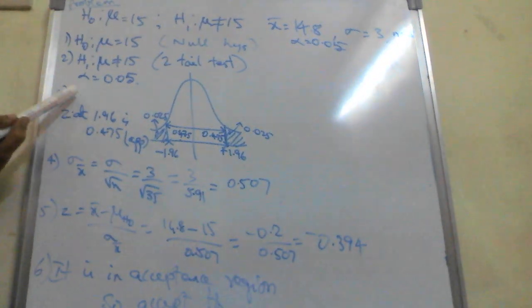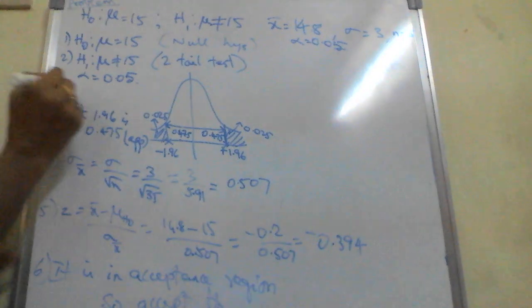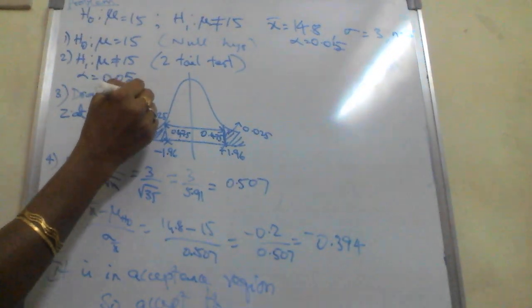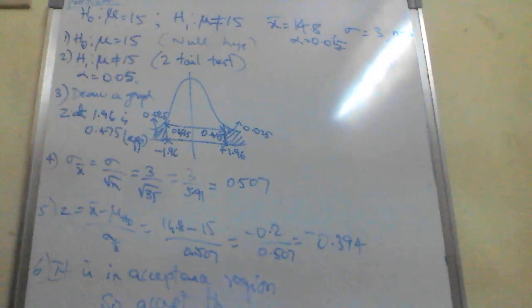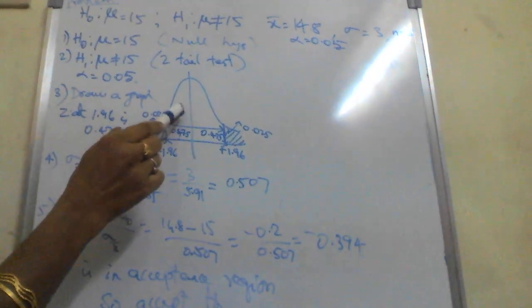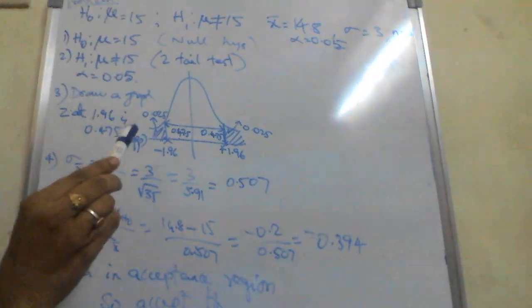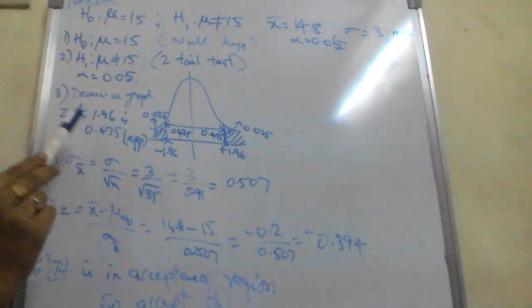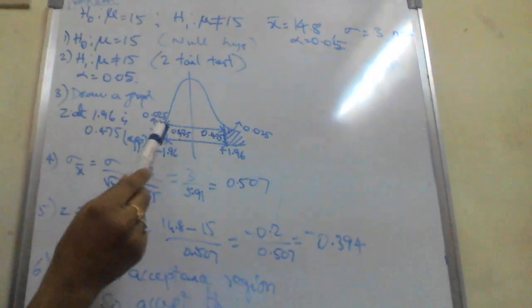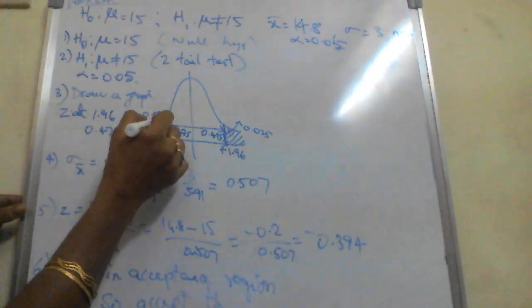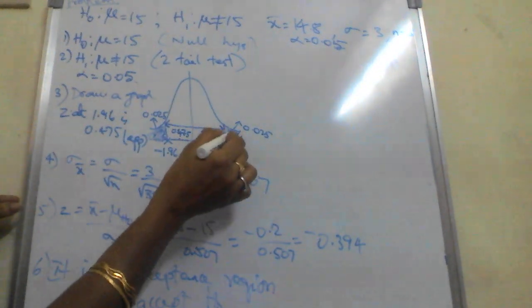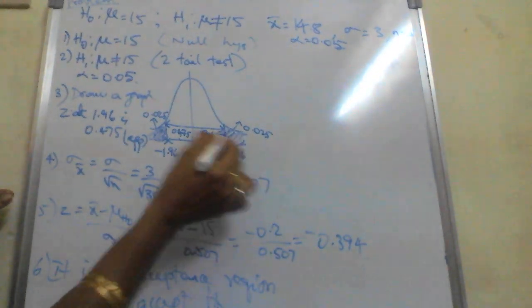In the next step, the third step, you have to draw a graph. Because here n is 35, that is a big sample, we are taking a normal distribution curve. So this is a normal distribution curve. We are drawing the graph. See here carefully: because it is a two-tailed test, you have rejections on both the sides. So draw this graph with two rejection parts on both the sides.